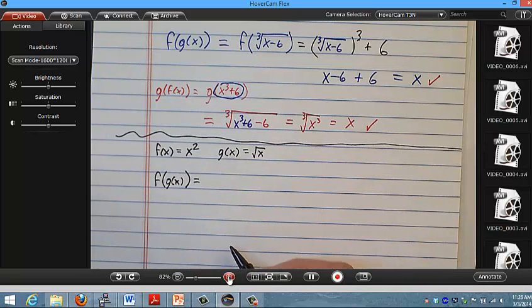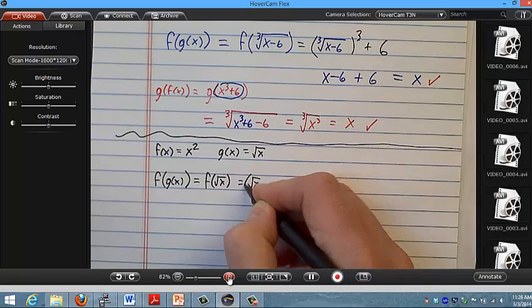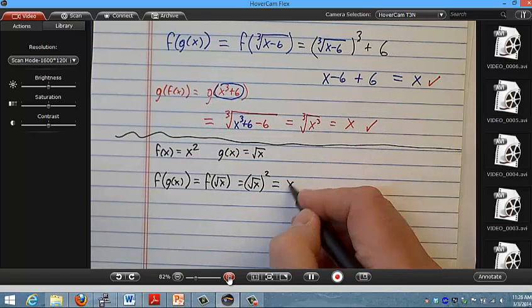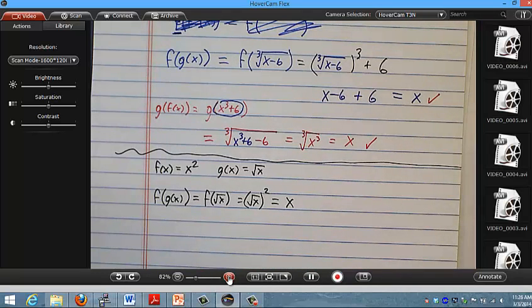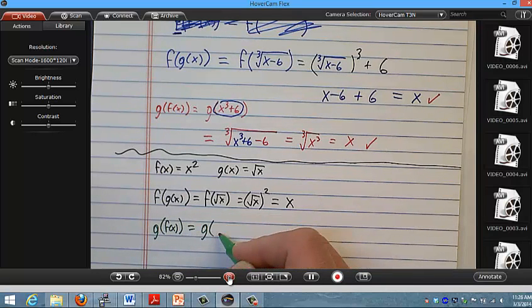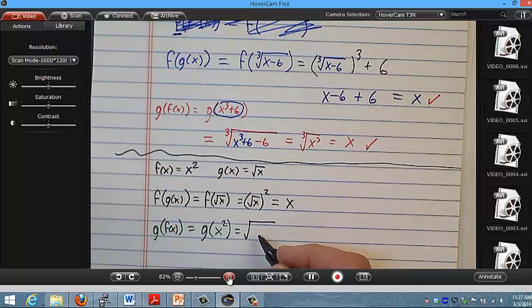So we're really finding f of the square root of x. And so like you said, that's the square root of x squared. And what is that? X. So that seemed to work. And now if I take g of f of x, I'm taking g of what? X squared. And we know g of x is the square root of x. So what we're doing here is the square root of what? X squared. And what is that? X. But there's a problem here.